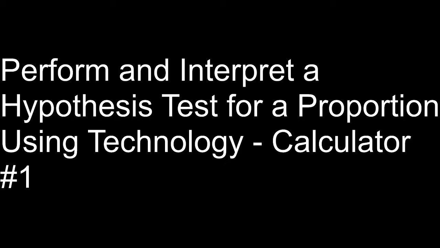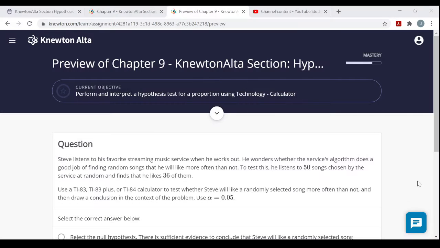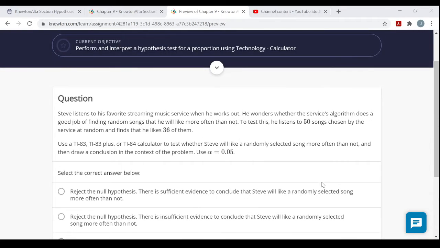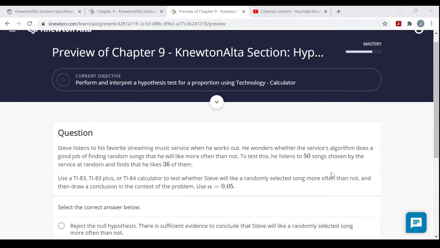Also take a look at the "more instruction" to see how they take you through step by step how to do this on the calculator. So click on more instruction and see that. Hopefully it helps you out. All right, so let's take a look at this question.